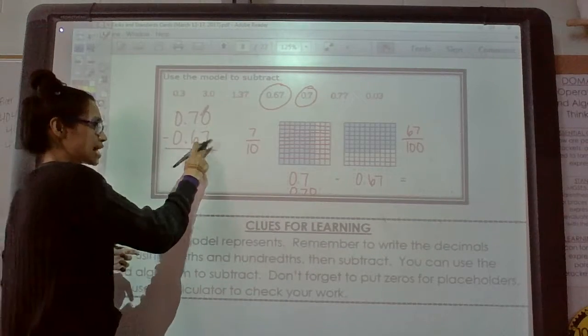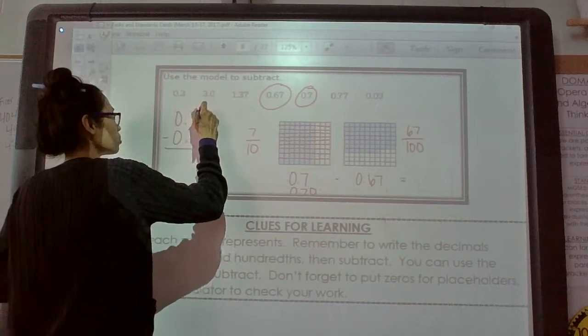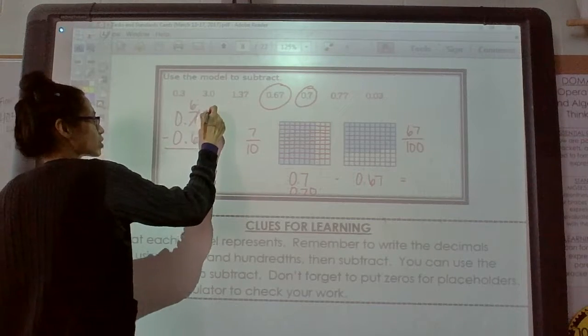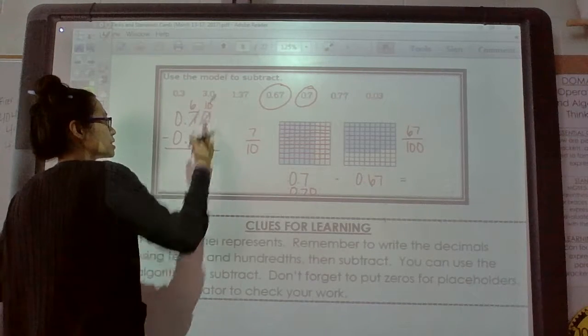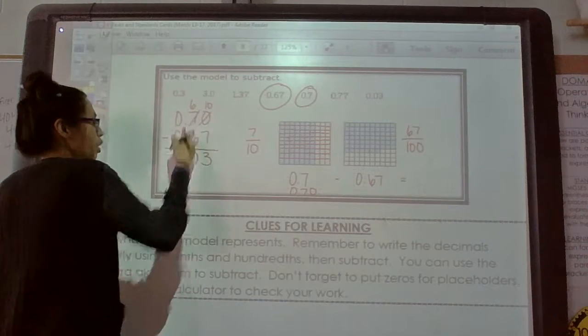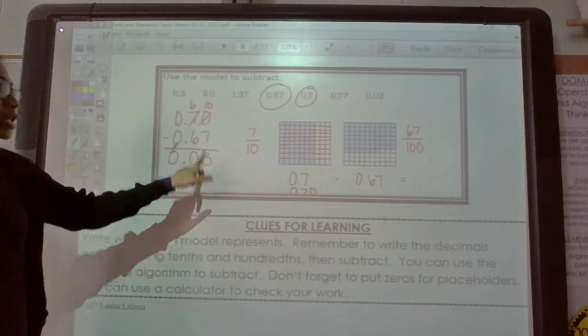So 0 take away 7. We can't do that. So, hello, 7. Let me borrow from you. That 7 turns into a 6. That 0 turns into a 10. 10 minus 7 is 3. 6 minus 6, that's a 0. Bring down that decimal. And what's our answer? 0.03.